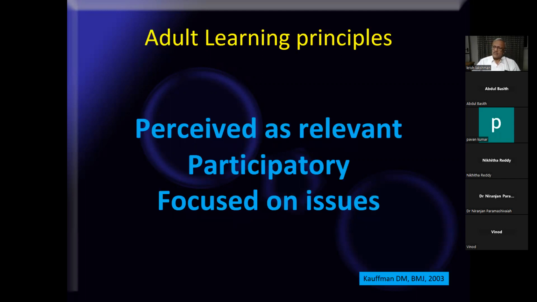Now, we are all adults, and what governs our learning is the adult learning principle. The principle is that the learning is perceived as relevant. It has to be participatory, where all of you participate, and it is focused on issues.